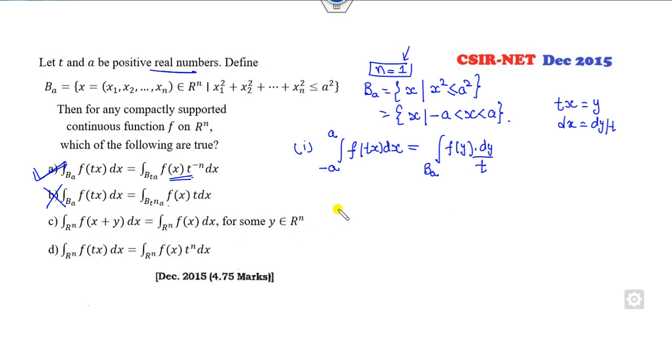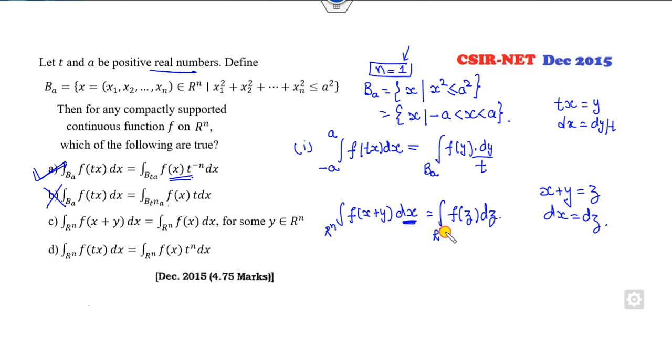Okay, now what is that? This is f of x plus y, again that's simple. How can you solve this? This is with respect to x. Now it's for all x. So now I can take x plus y equal to z. So dx is nothing but dz. So I can simply take this as f of z dz. So the limits are over R and are the same. So what is the meaning of that? This option is correct.